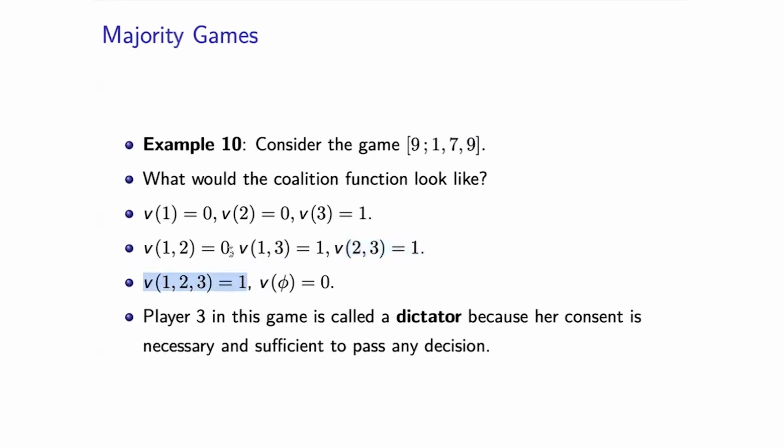But if 3 is not in favor of passing the decision, then the other players cannot get together and get the decision approved, right? So this would be an example of a dictator, in the sense that we have been talking about in previous classes as well, right? So here player 3 is a dictator because her consent is basically necessary and sufficient to pass any decision, right?